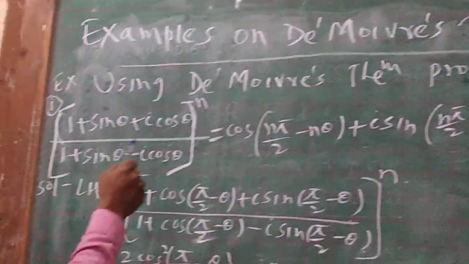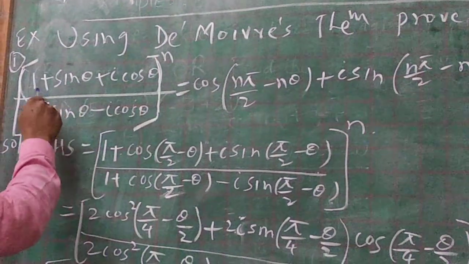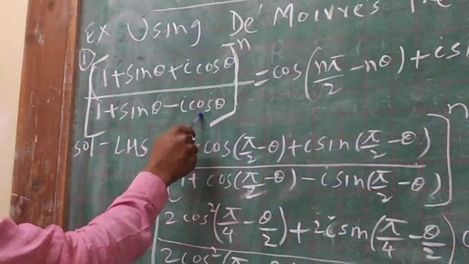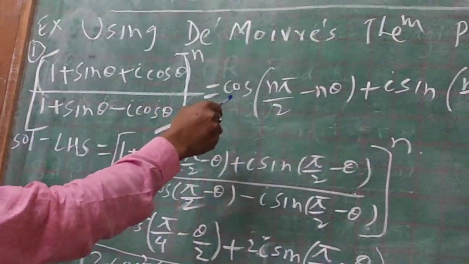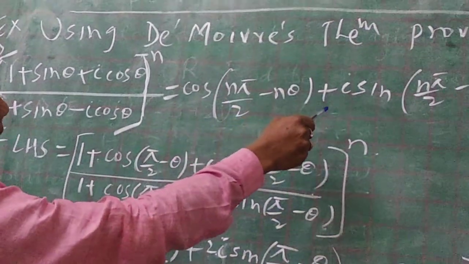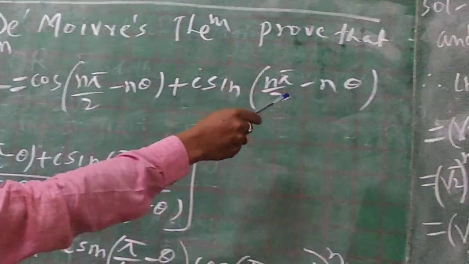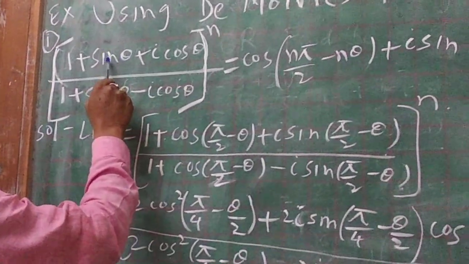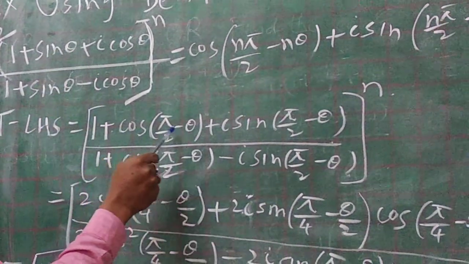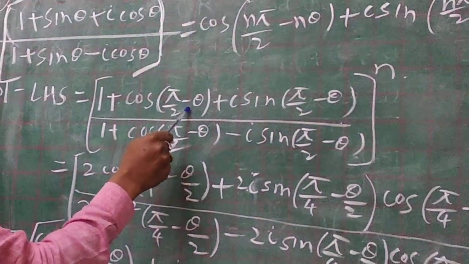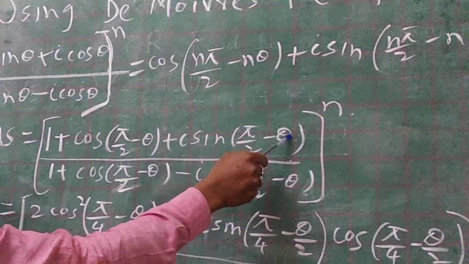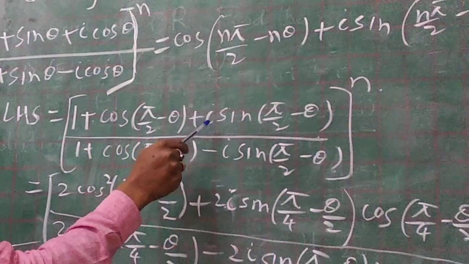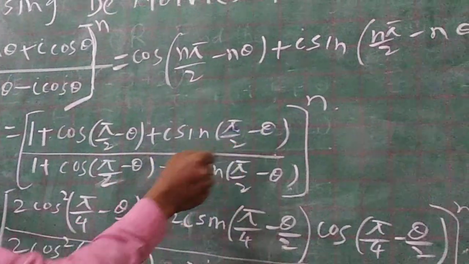The first example is: using De Moivre's, prove that (1 + sin theta + i cos theta) raised to n divided by (1 + sin theta - i cos theta) raised to n is equal to cos of (n(pi/2 - theta)) + i sin of (n(pi/2 - theta)). So LHS is this one, but here sin theta is equal to cos of (pi/2 - theta). We take the help of trigonometry: cos theta is sin of (pi/2 - theta). So 1 + sin theta becomes 1 + cos of (pi/2 - theta), and cos theta becomes sin of (pi/2 - theta).